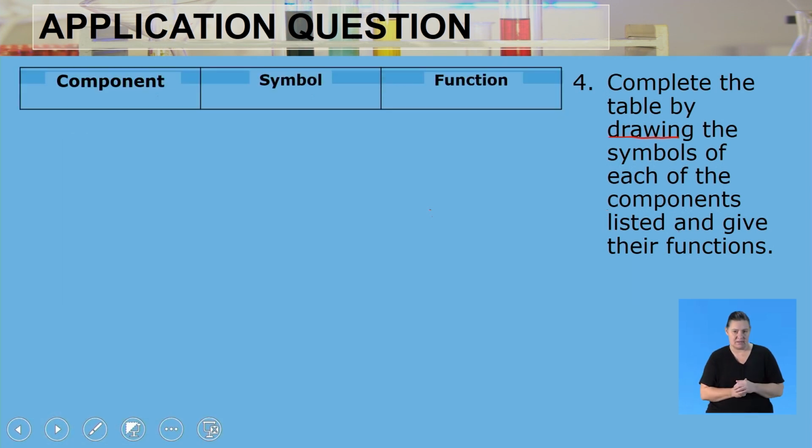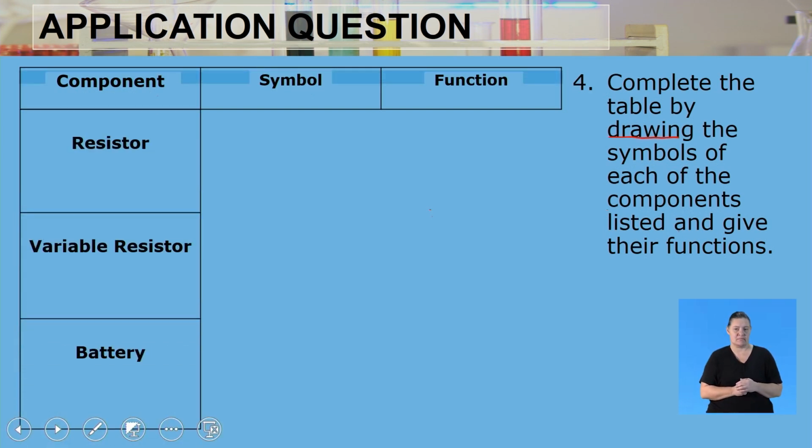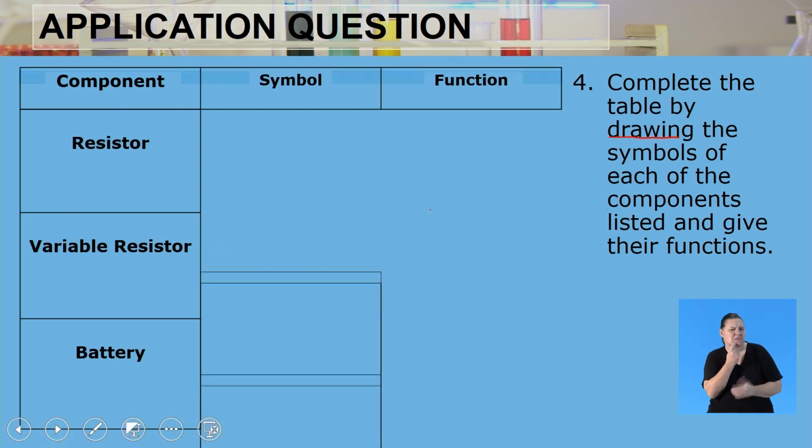So now our next question wants us to complete a table, and in this table we're going to complete it by drawing the symbols of each of the components that are listed and then also give their functions. So we have the components, the symbol, and the functions, and the components are as follows. We have a resistor, a variable resistor, and then lastly a battery. We need to draw the symbols of a resistor, a variable resistor, and a battery, and then after that give their functions.